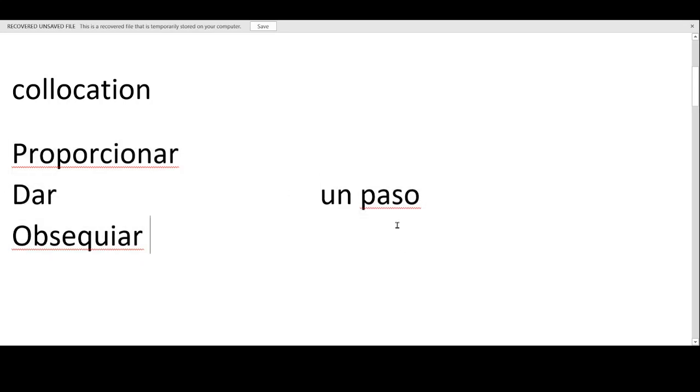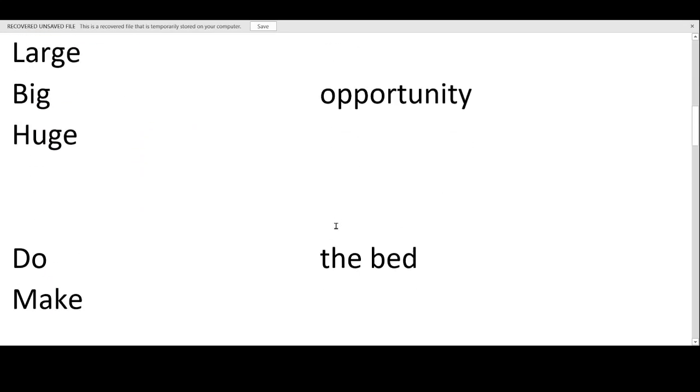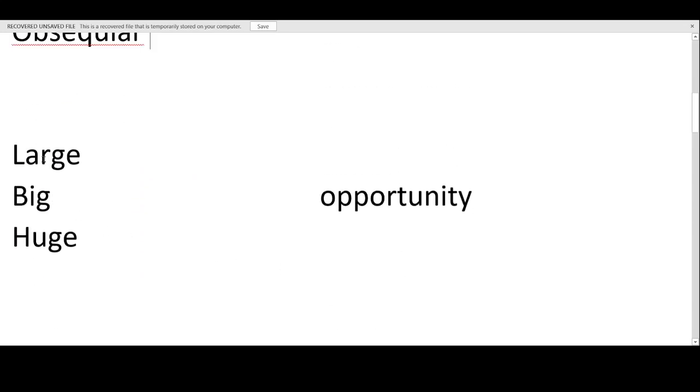Now, the same thing happens in all languages, including English. So, if we think about the words large, big, and huge, pretty much they mean the same thing. But opportunity. So, hay que encontrar las palabras o la palabra que embonen con la palabra opportunity. Can you say large opportunity? No, you cannot. Can you say big opportunity? Yes, you can. Can you say huge opportunity? Yes, you can. So these two words collocate.